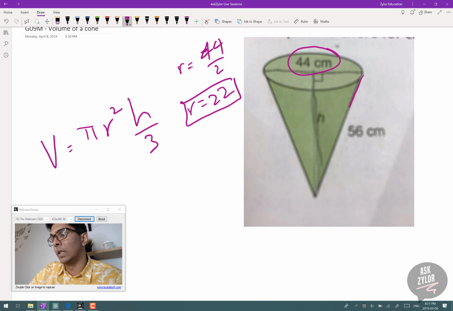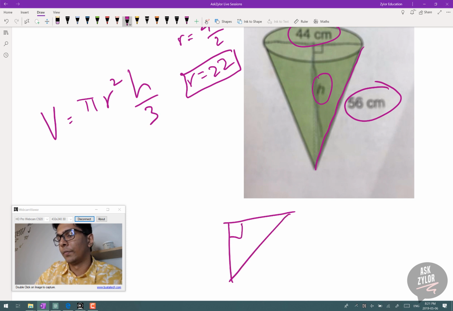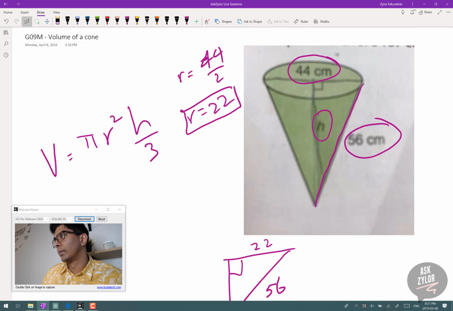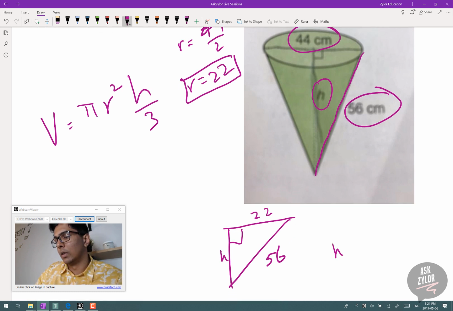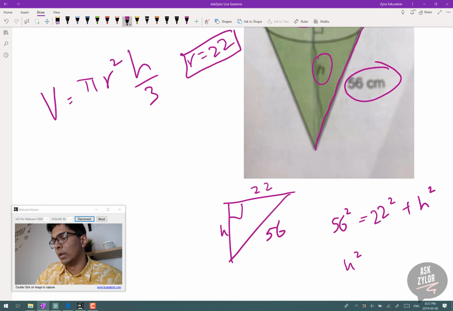Actually, they haven't given the height, they've only given the side length as 56. So we need to find what the height is. Right? So we need to use the Pythagoras theorem to solve this. So we're going to draw a right angle triangle with 56. We know now this is 22. Right? And then my height is going to be 56 squared equals 22 squared plus h squared. So my h squared ends up being 56 squared minus 22 squared, and then I can square root both sides to give me my height.